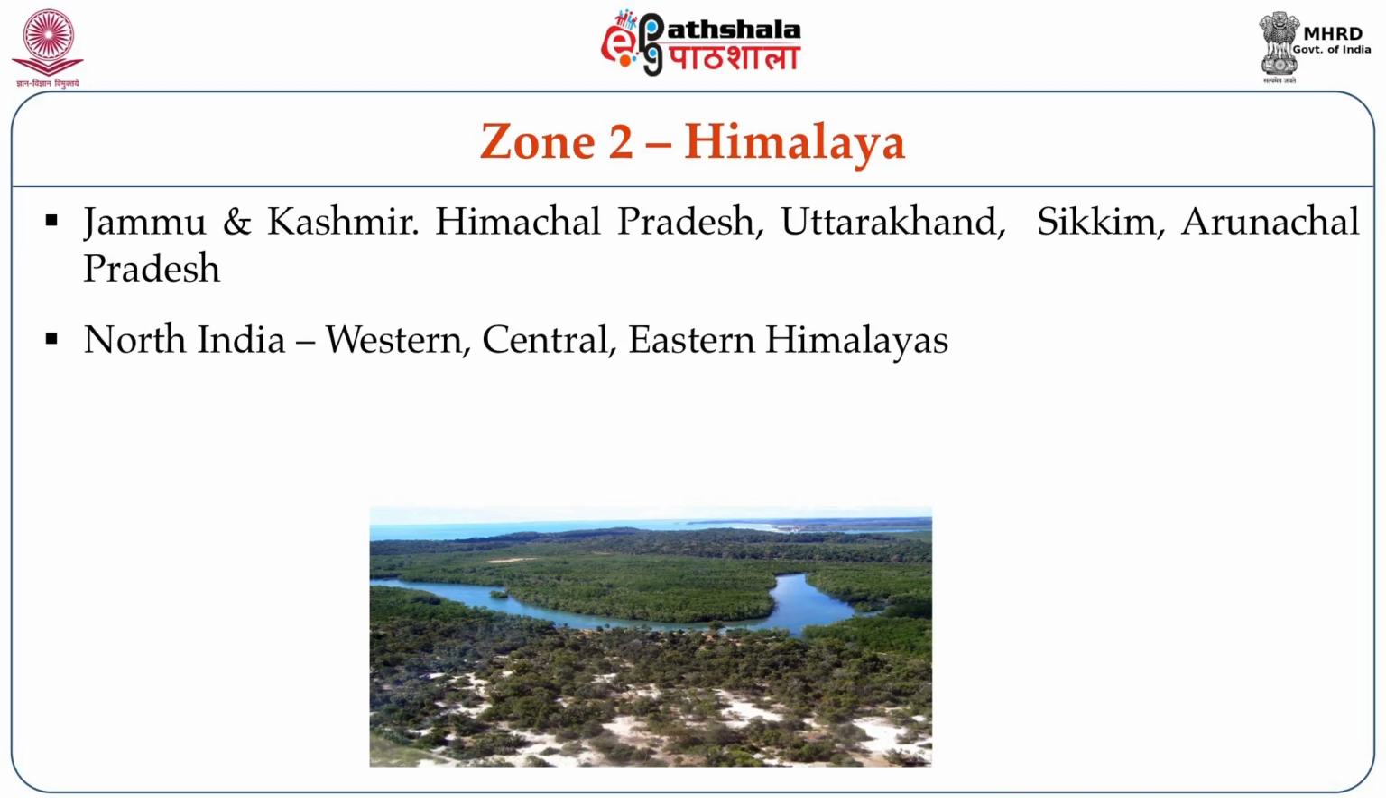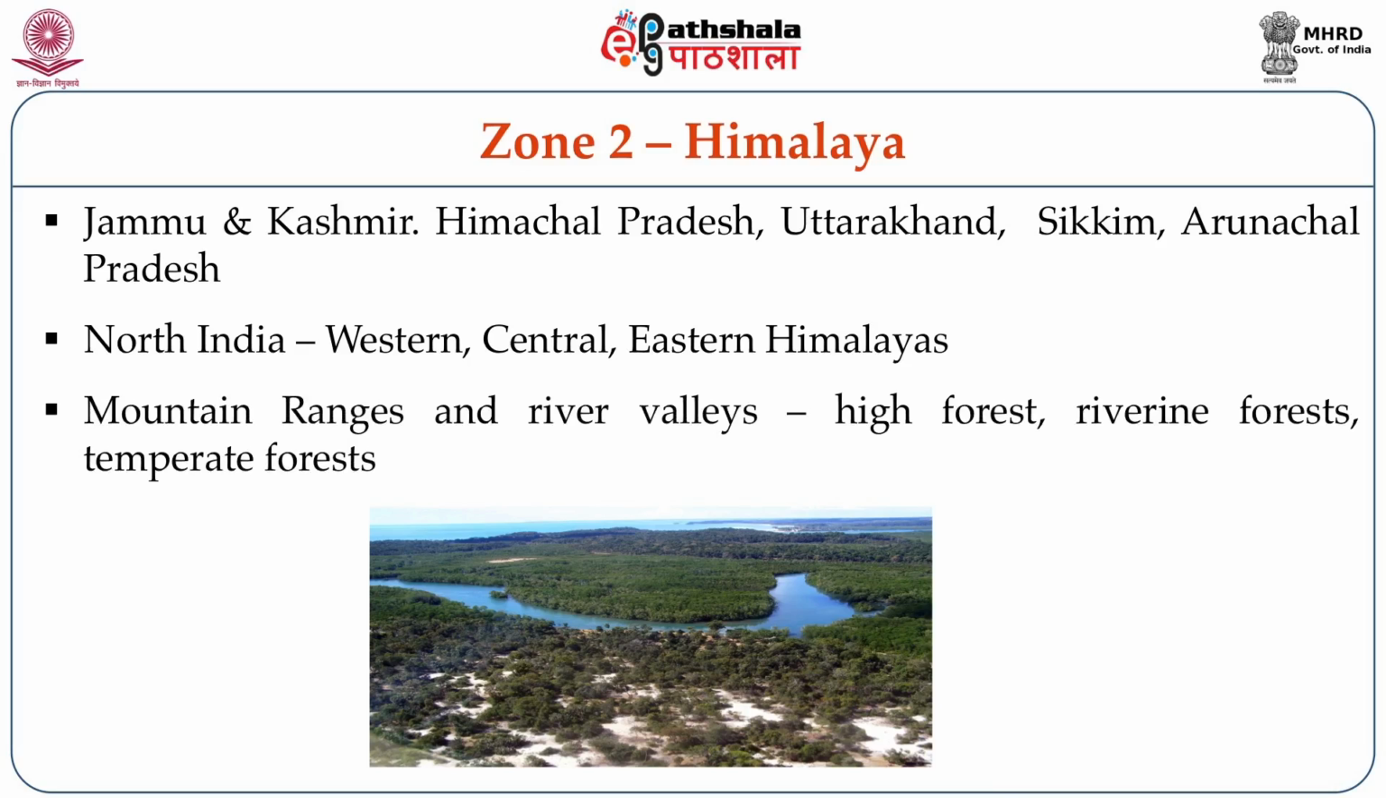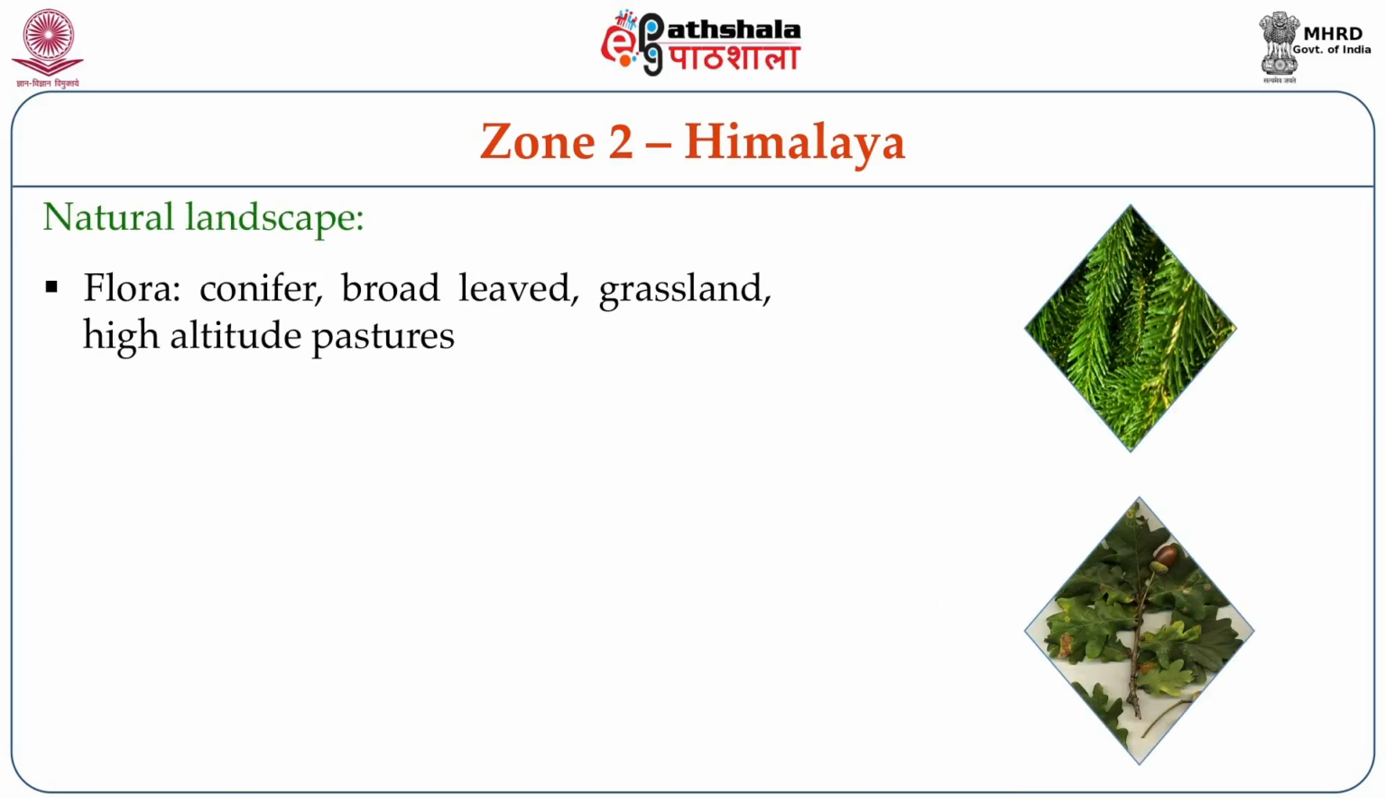And this is the northern belt of India, which is the mountainous belt. And within this mountainous belt, there are the western, central, and eastern Himalayas, which have different biogeographic entities. The mountain ranges and river valleys therefore consist of a very large variety of what is happening on the ground. The natural landscape of the flora is coniferous forest, broadleaf forest. They have high altitude grassland or pastures.